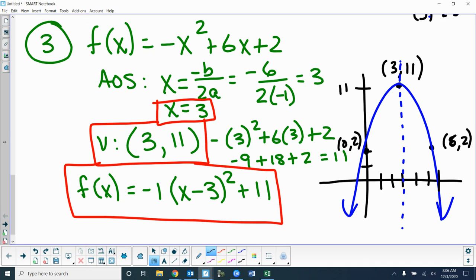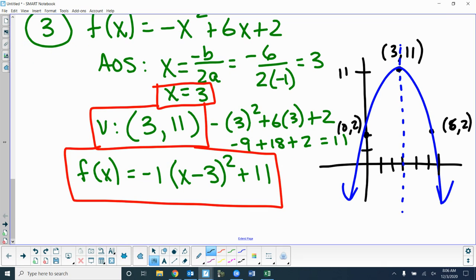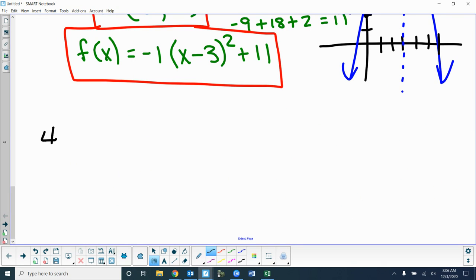All right. So that was finding the axis of symmetry first, using negative b over 2a. I'll do number 4 that way. Hopefully I won't make any mistakes this time, but I'm just seeing if you guys are paying attention. That's all.